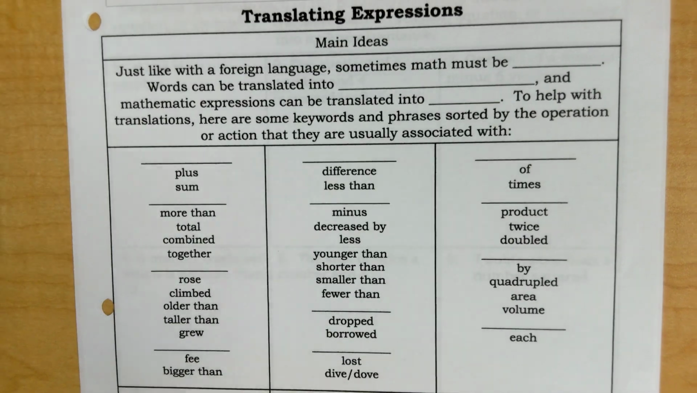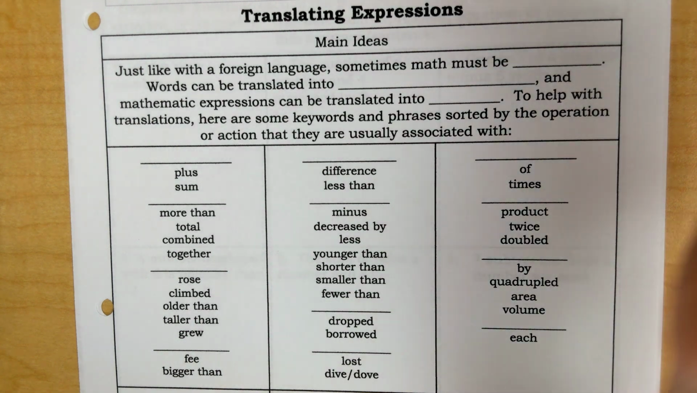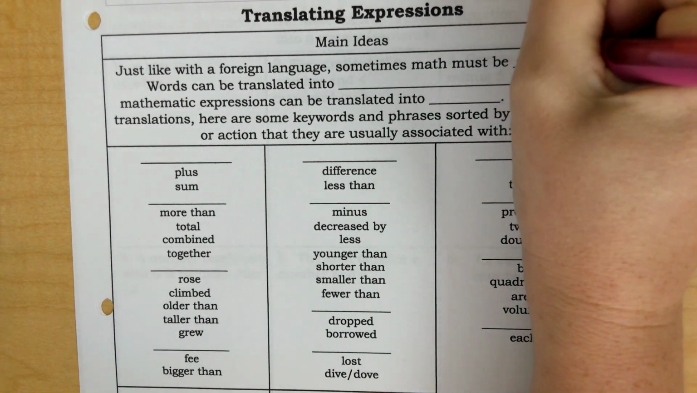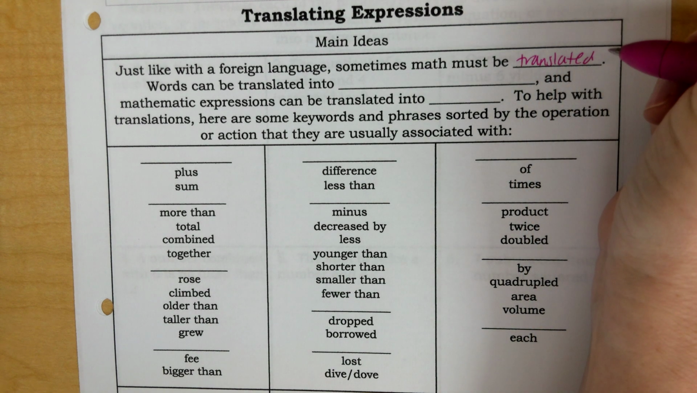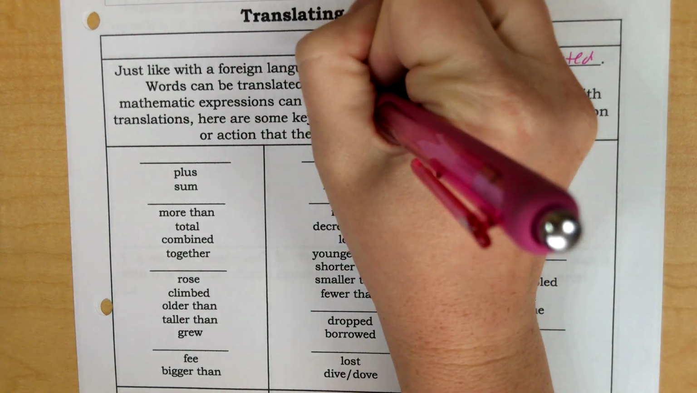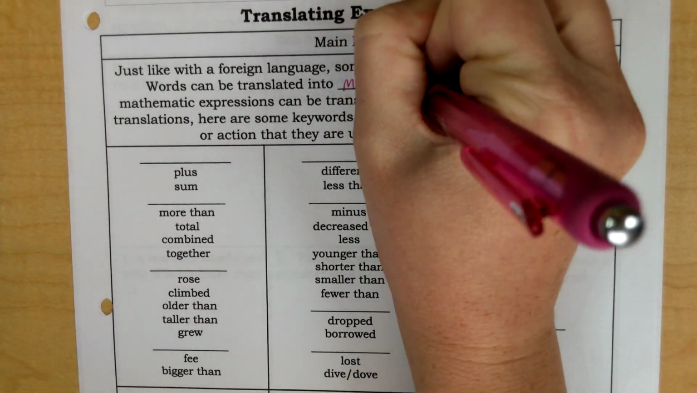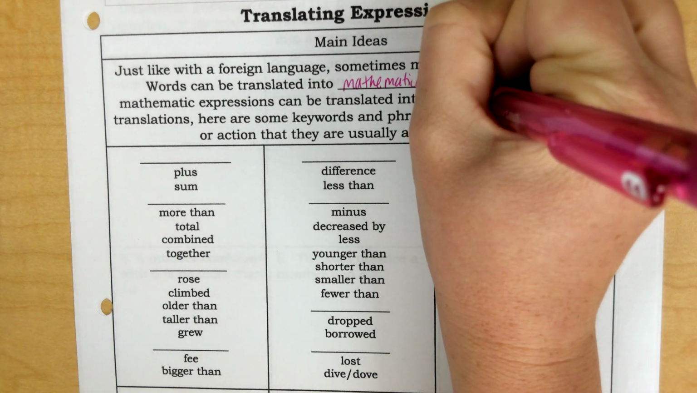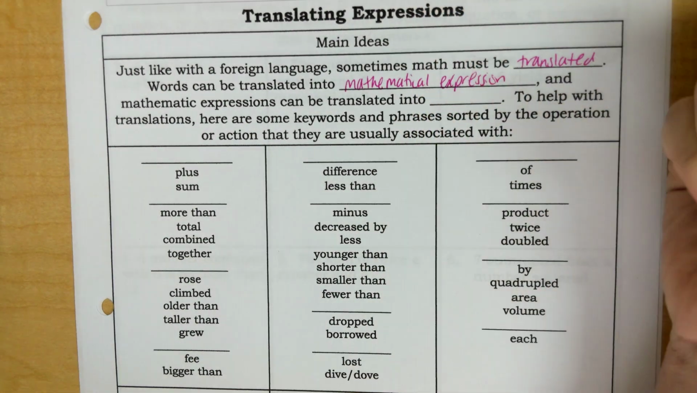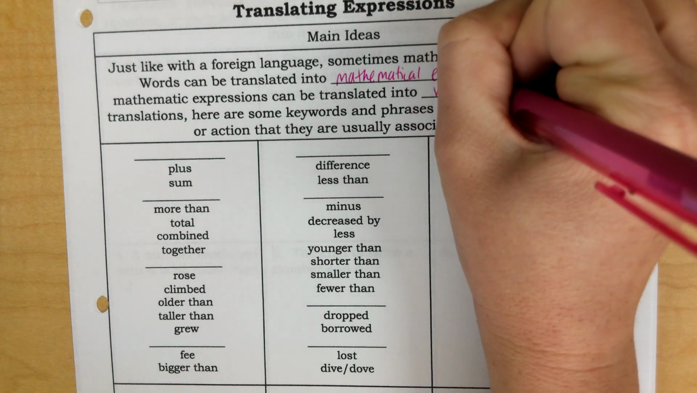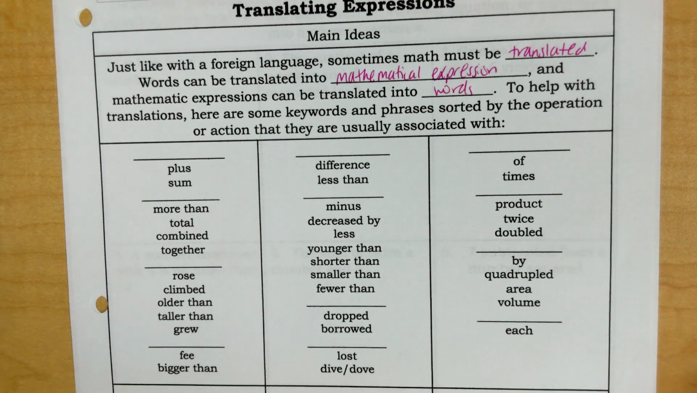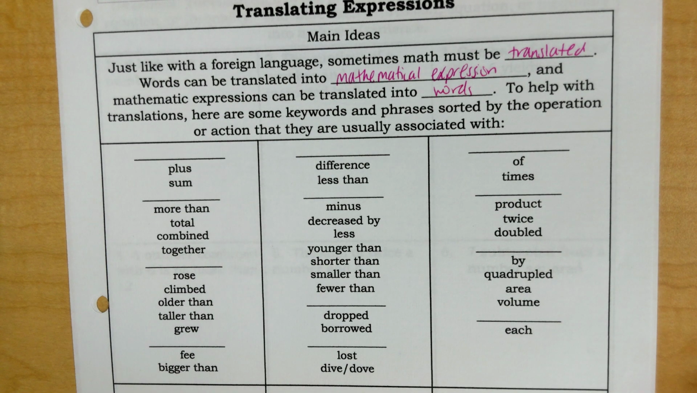Today we're going to be talking about translating expressions. Just like with a foreign language, sometimes math has to be translated. What that means is, words can be translated into mathematical expressions, and mathematical expressions can also be translated into words. Just like Spanish can be translated to English, and English can be translated to Spanish, we can do the same thing with words and mathematical language or mathematical expressions.